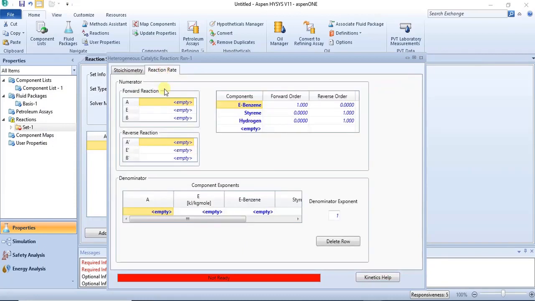So in your reaction rate section, you have the numerator, you have the denominator, right? Under the numerator, you have the forward and you have the reverse. For reversible processes, you specify both the forward and the reverse. For irreversible processes, you specify only the forward reactions, right? So basically that's it.